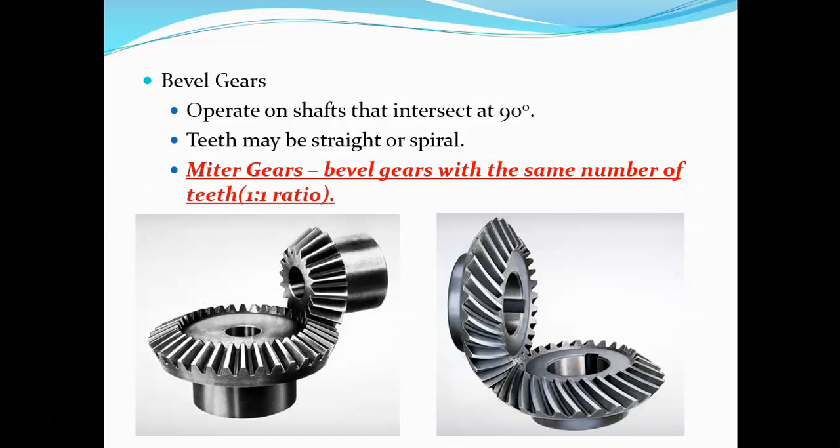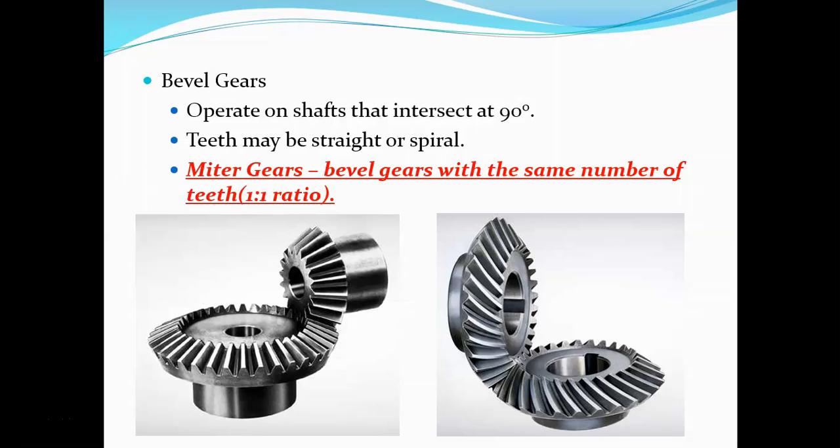So bevel gears, these are always going to be applications where your shafts meet at 90 degrees. They're going to be perpendicular to each other. You can't use bevel gears and have your shafts running parallel. So basically, these are changing the direction. If you've got your motor mounted in one orientation and your equipment mounted in a different orientation, you can use these bevel gears to change the direction of that shaft.